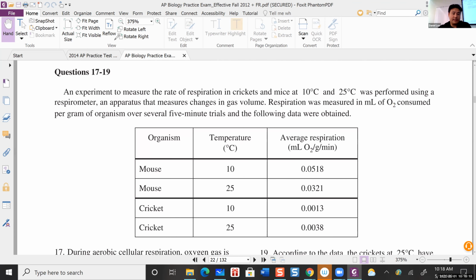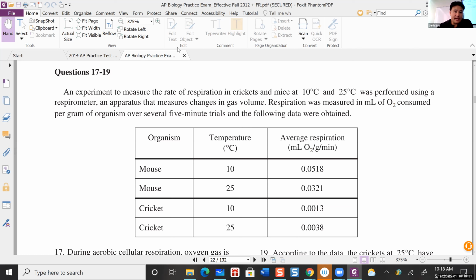So let's look at 17 to 19. Can you guys take a minute on this one? Just read it, yeah? So for those at home, please do that. Okay, about 1 minute, please. Okay, so it should be done.